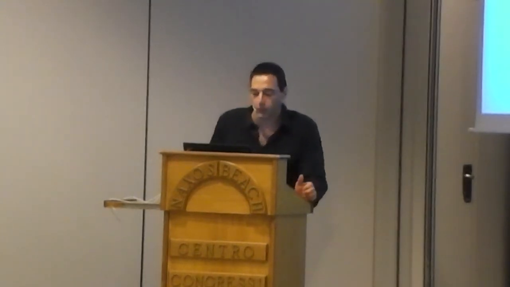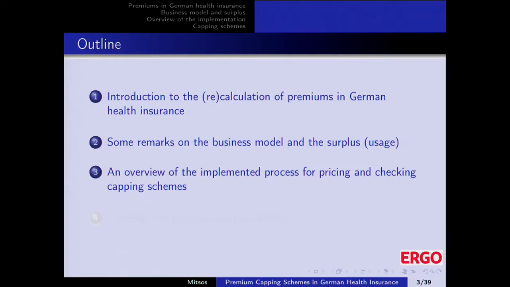I will start with an introduction to the calculation and recalculation of premiums in German health insurance. So we have a framework, so we can understand what we mean by capping. The second section is on the business model and where we get our surplus that we intend to use for capping. Then I will give an overview of the implemented process, as we said in APL plus WIN, but it has to be ported to Dyalog. And the fourth section is then on the capping proper, introducing capping schemes and seeing how they work.